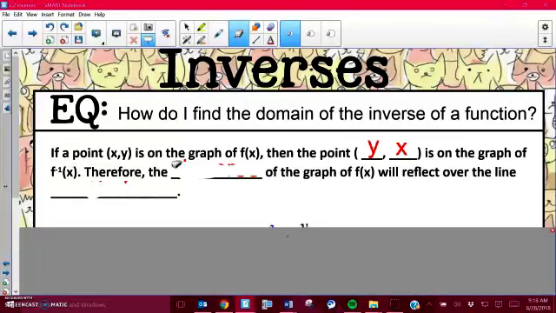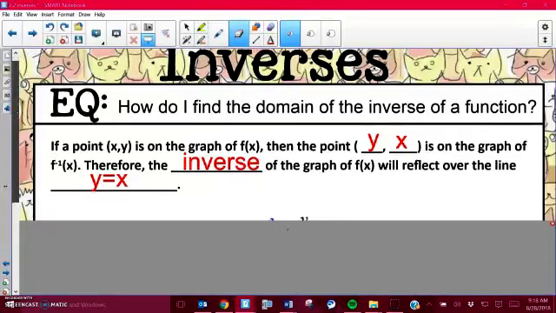Therefore, the graph of the inverse of this function is going to end up reflecting over the line y equals x. So the inverse of the graph of f of x is going to reflect over that parent function, that linear parent function.